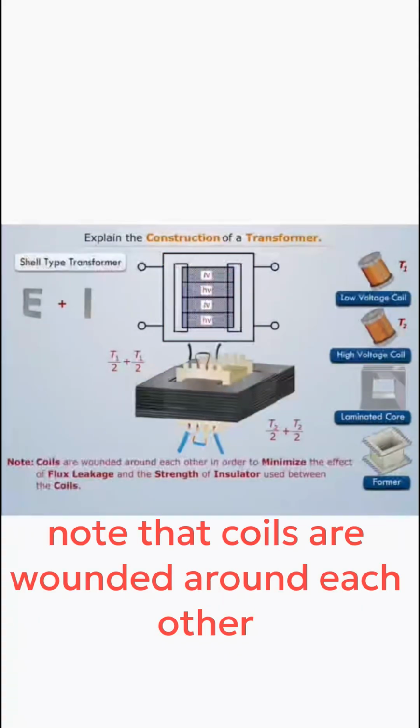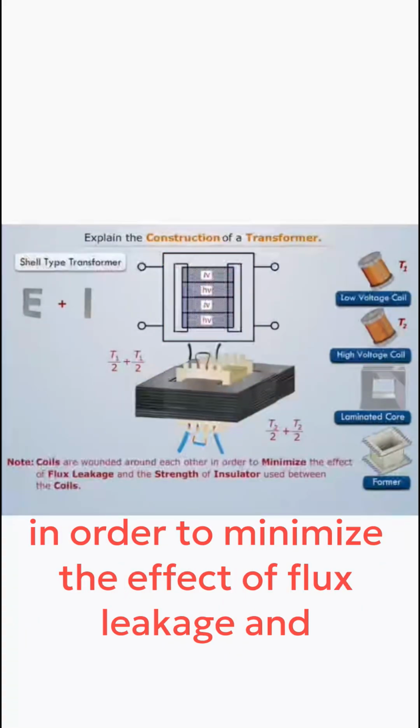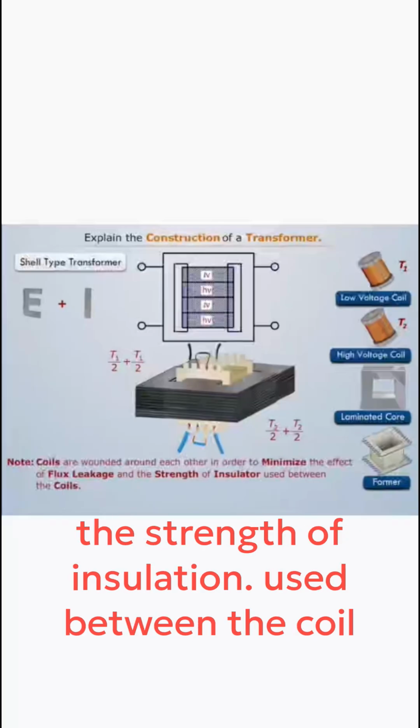Note that coils are wound around each other in order to minimize the effect of flux leakage and the strength of insulator used between the coils.